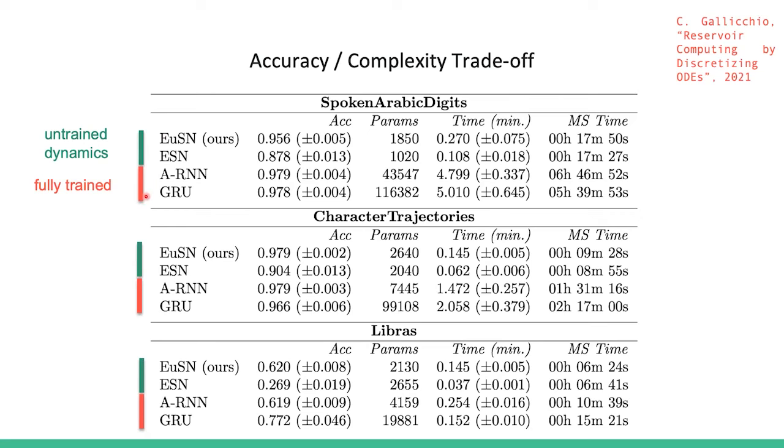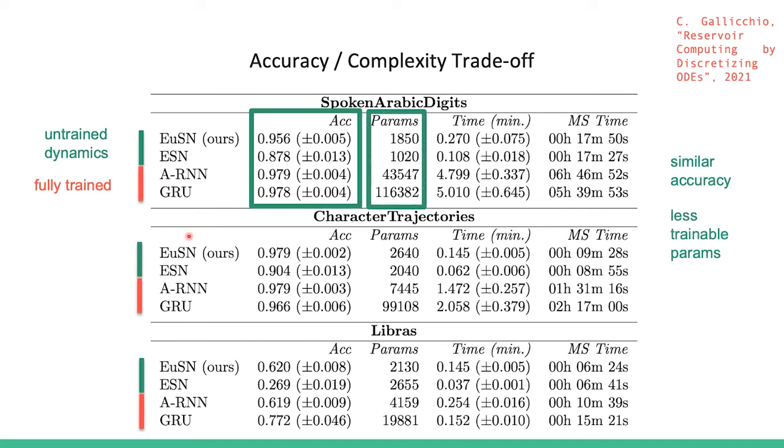And then you have, for comparison, fully trainable architectures. One thing that you can observe first is that, under the umbrella of reservoir computing approaches, you can have a similar accuracy compared to fully trainable architectures. For example, here the best reservoir computing model has 95.6% accuracy compared to 97.9. Very similar results, sometimes even better, like in this second table.